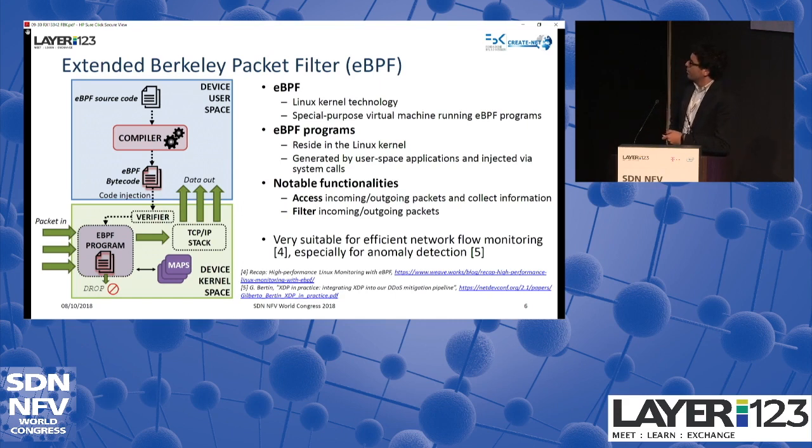An important concept here is maps. Maps are data structures that are used to store information for the eBPF programs, and they can also be accessed by the device user space. So this kind of technology is also very suitable for network flow monitoring, especially with respect to anomaly detection, as we will see later.